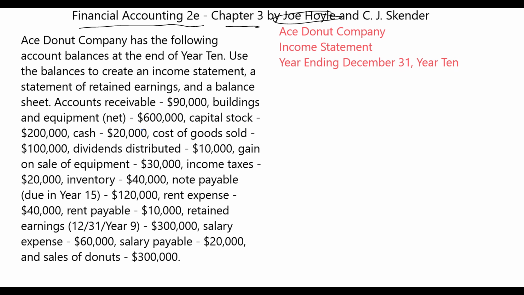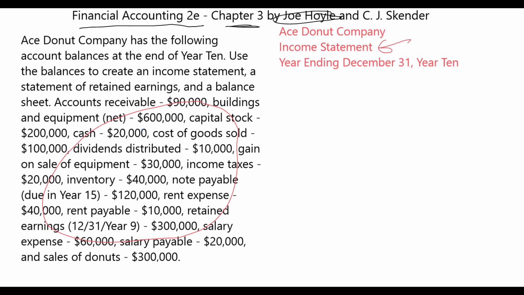Financial Accounting Chapter number 3. And we're looking today at a company's income statement. We want to see how their financial statements are produced. So you have information here that comes from the Ace Donut Company, and you've been asked to make an income statement, then we'll make a statement of retained earnings, and then we'll make a balance sheet.